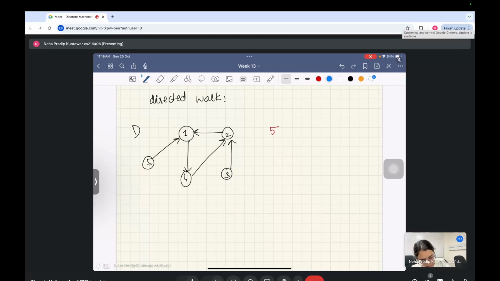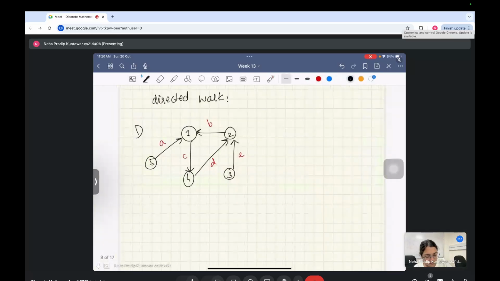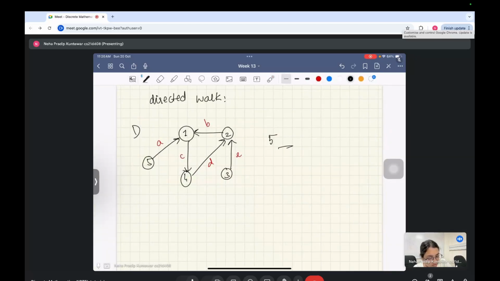Maybe I'll call these edges A, B, C, D, E. So let's say I start at the vertex 5. So I'll write the vertex 5 here. Next, I'll write the name of the edge that I'm going to take. So let's say I take edge A, then I'll write that edge. So after taking that edge, I have landed up in the vertex 1. So I'll write the name of that vertex.